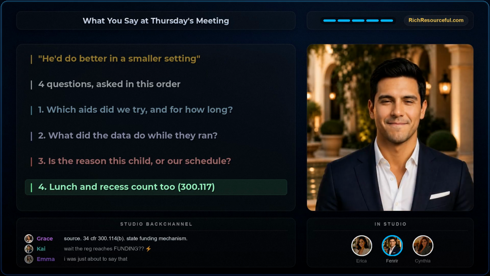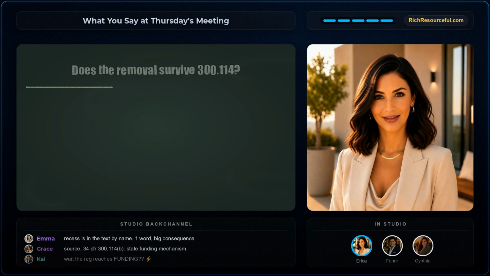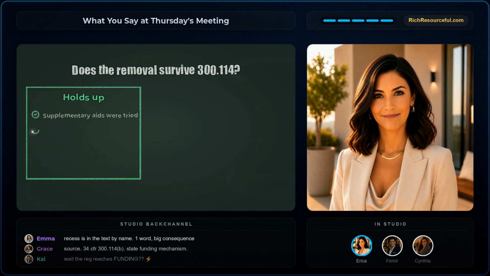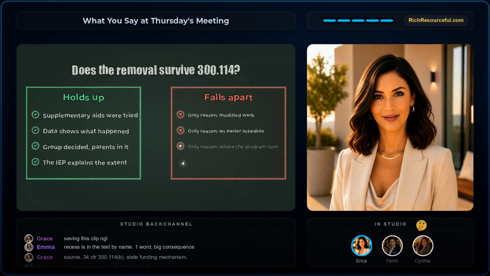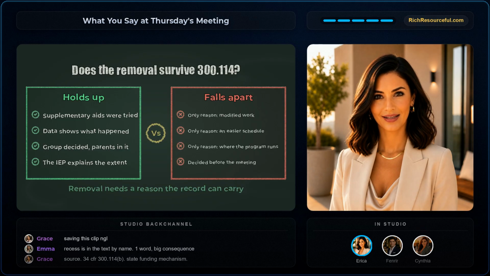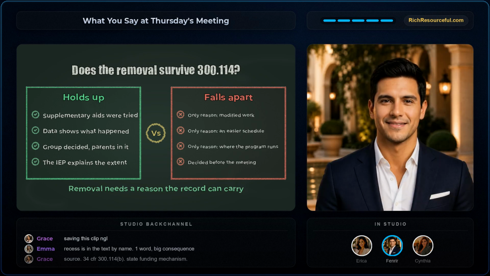Read me the actual removal line, not the paraphrase. Put both versions side by side. Removal holds up when the aids were tried, the data is in the file, the group decided together, and the IEP explains the extent. It falls apart when the record says modified work, an easier schedule, or where the program runs. You keep saying satisfactorily.